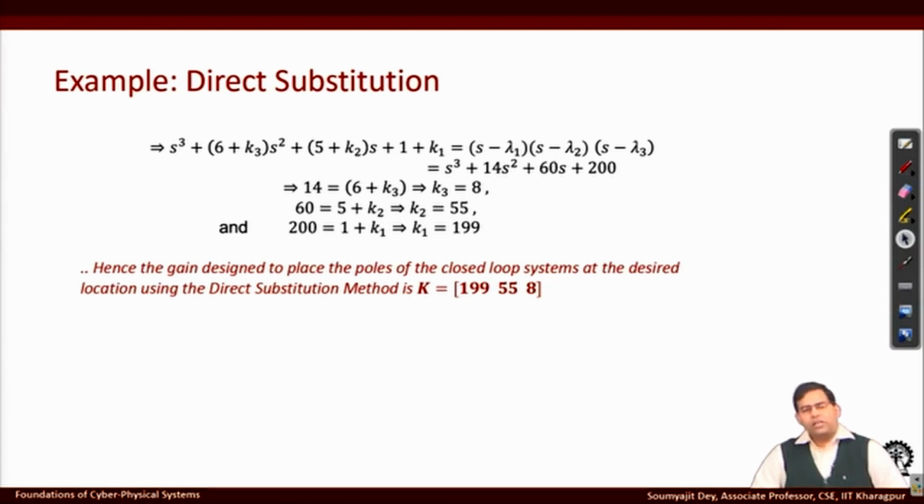So the gain thus designed to place the poles of the closed loop at the desired location is computed by equating the coefficients of this characteristic equation of A minus BK with the characteristic equation coefficients of the desired closed loop pole positions, and the resulting target denominator of the transfer function. So it's very simple, as we can see.